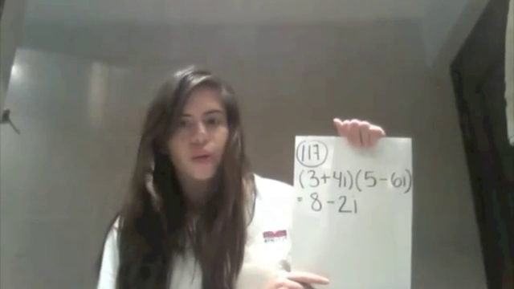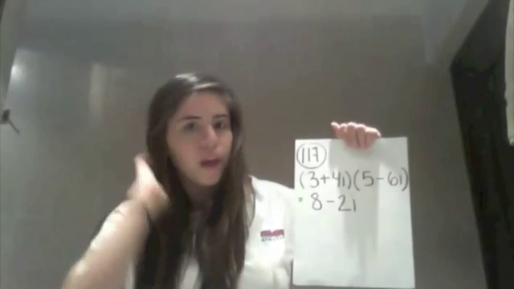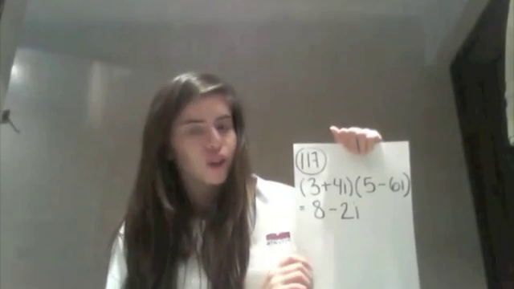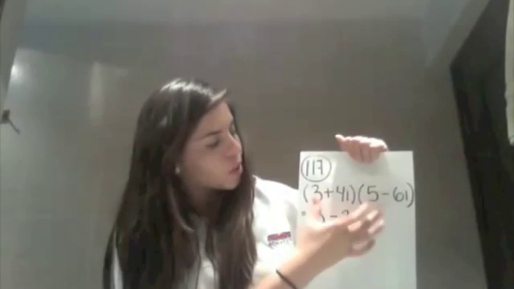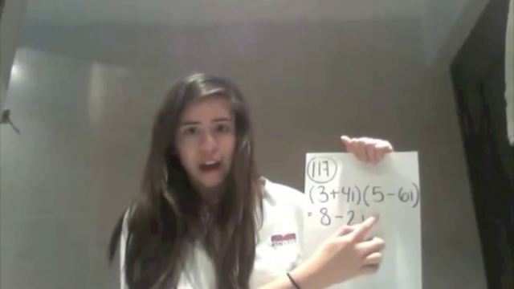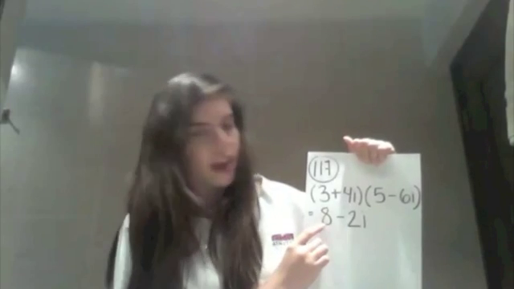Now we are going to add imaginary numbers. The first thing you need to do is add the first terms of the two parentheses. In this case, it's 3 and 5. So there you have the 8.